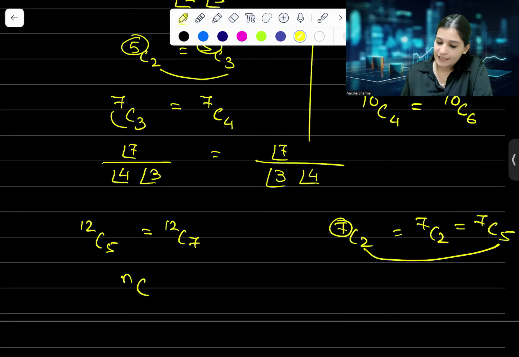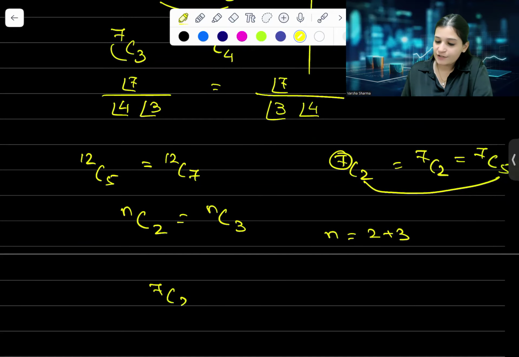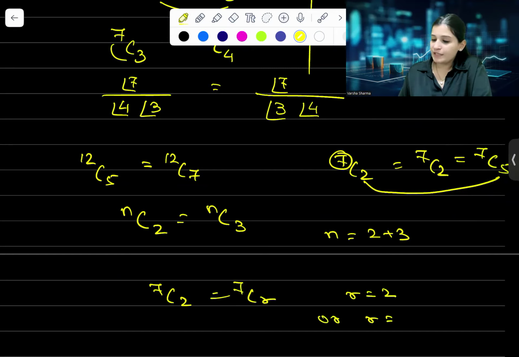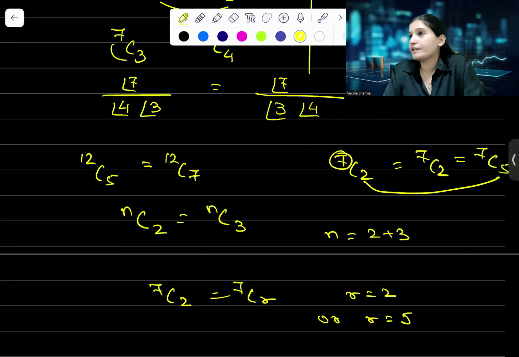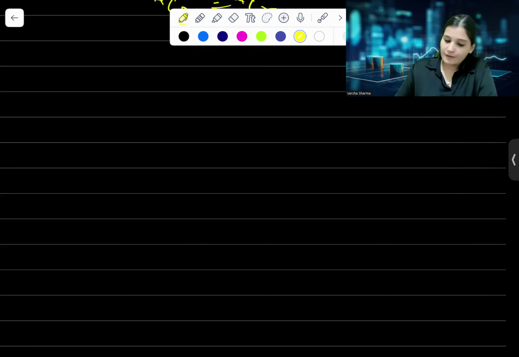So if I'm saying that two combinations are equal, then n will be equal to what? 2 plus 3, 5. If I'm saying that I have 7C2 equal to 7Cr, then this r can be 2 or this r can be 5. Any which way, both of them will be correct. Yes or no? Yes. So there are several properties of combination.